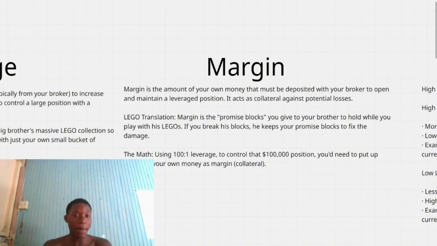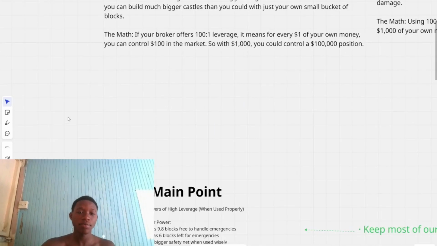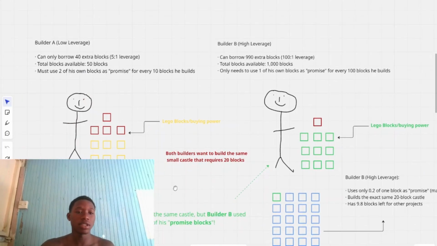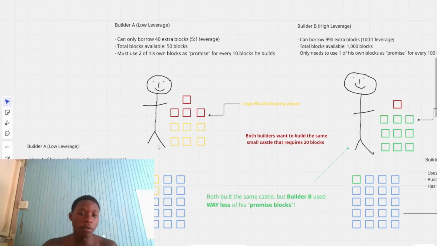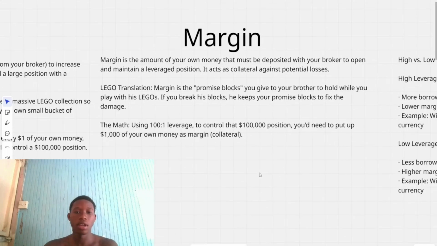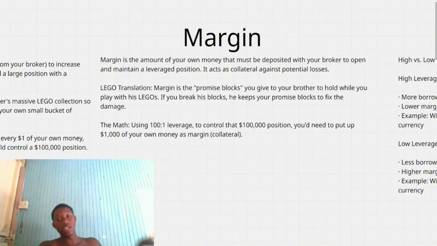Lego translation: the margin is the promise blocks. Remember the promise blocks? Let me show you all the promise blocks. Trader B, that's the promise block. He promised 0.2. Let's use Trader A. He promised 4 of his blocks to get 20 blocks from his big brother Diddy, so he could build a 20 block castle. Margin is the promise blocks you give to your brother to hold while you play with his Legos. If you break his blocks, he keeps your promise blocks to fix the damage.